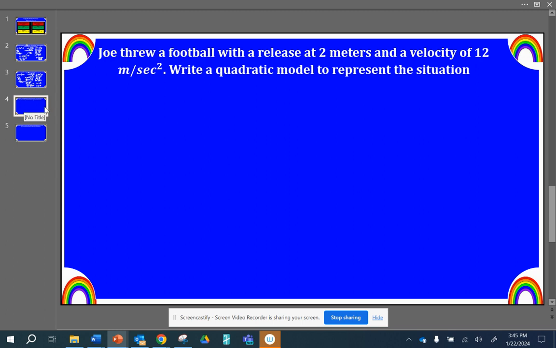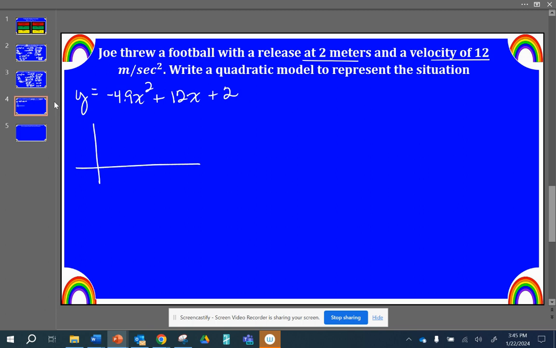Okay, let's look at our third example. Joe threw a football with a release at 2 meters with a velocity of 12 meters per second. So y equals, since it's meters, we're going to use -4.9, and then x squared, we do have a velocity this time, so times 12x, and he started at 2 meters in the air. So let's do our diagram. So we'll call this, it starts at 2, it's going to go up, and then come back down.